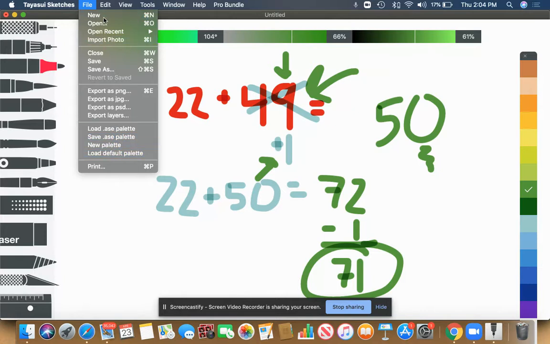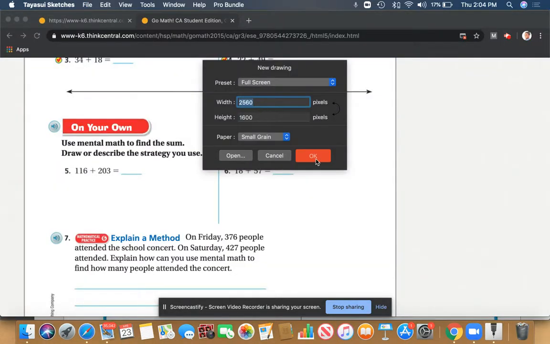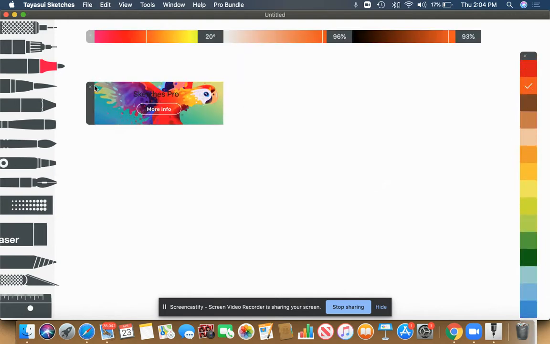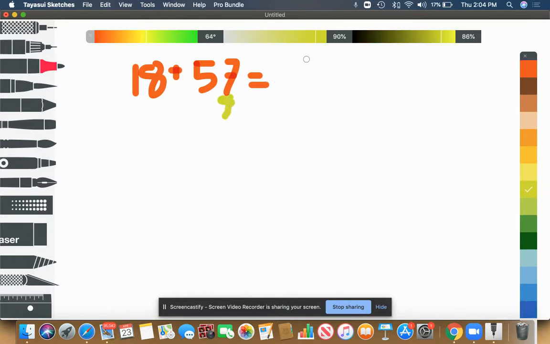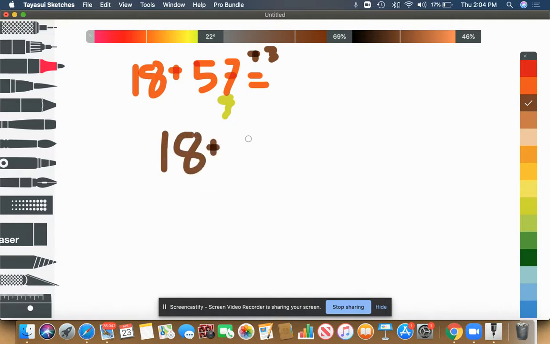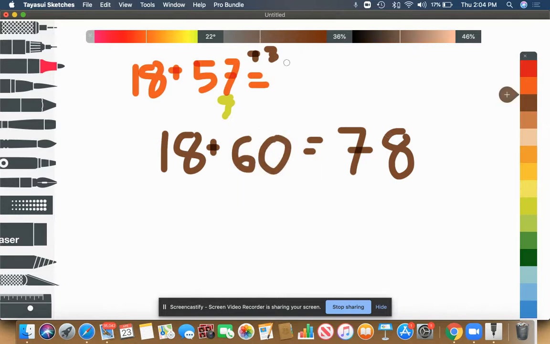So 18 plus 57, instead of doing that in my head, I can make some better numbers here. I'm going to go quick before I run out of time. So in this one, instead of adding 57, I'd make that into a 60. So what I would do is add 3 to my 57. So I have 18 plus 60, and that's going to be 78. And I can't forget that I added 3 to make my 60. So I need to subtract 3 from my answer.